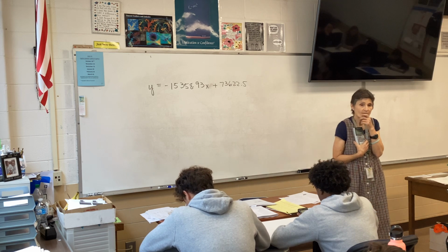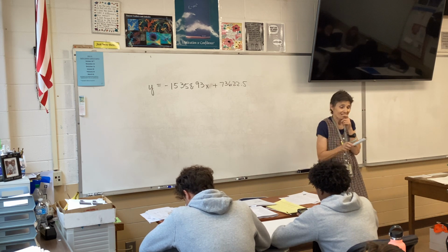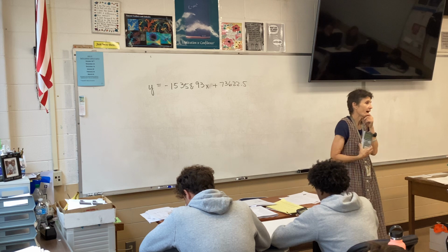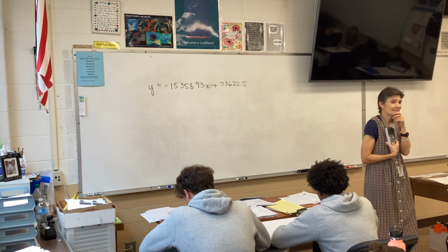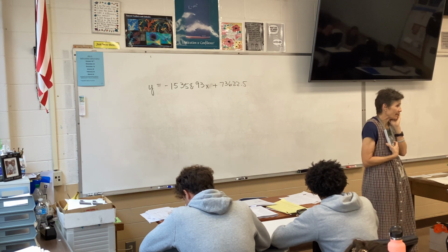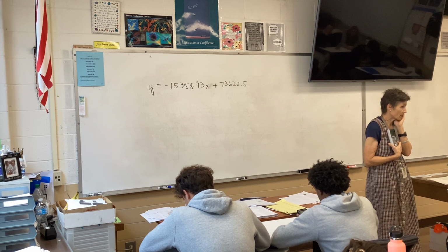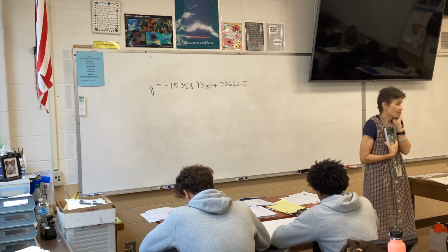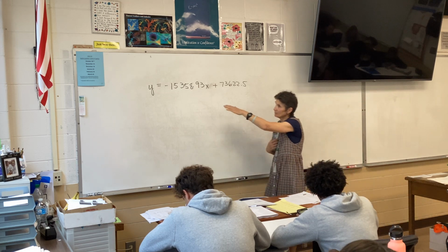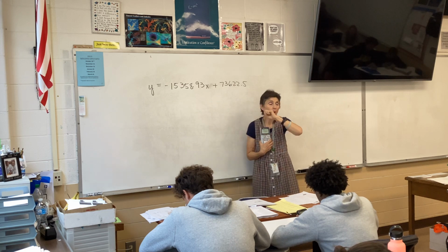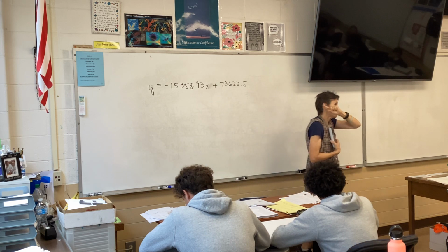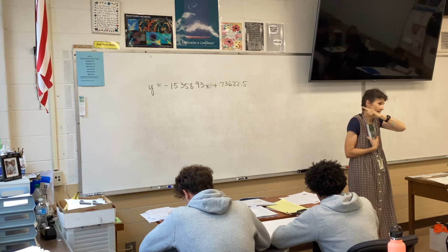If our R value is negative 0.98, what does that tell me about my data? Very strong negative correlation. The slope is negative, and the points fall very close to that line.